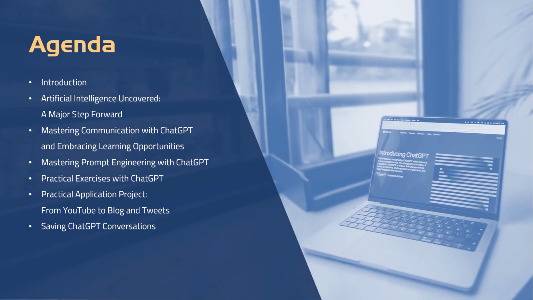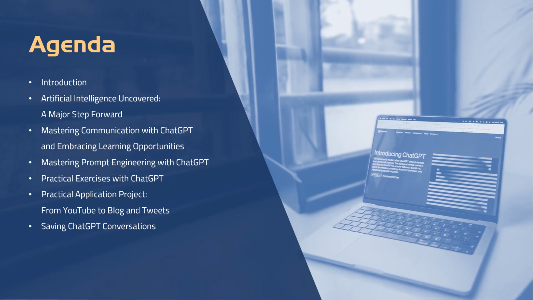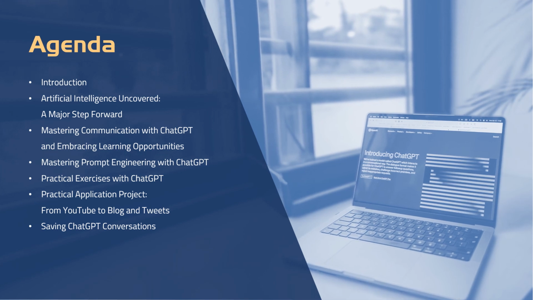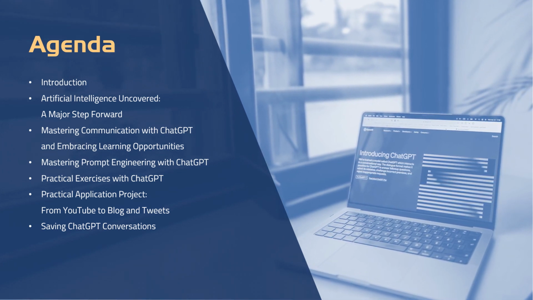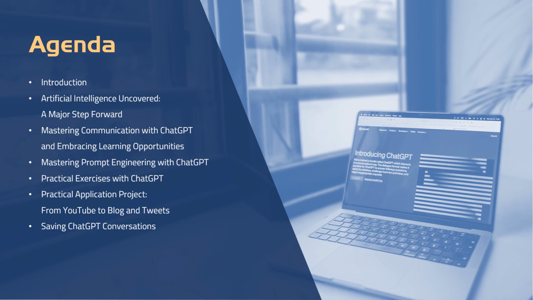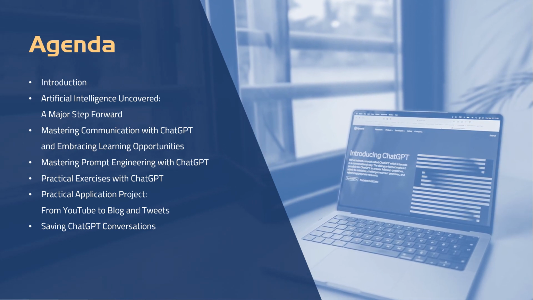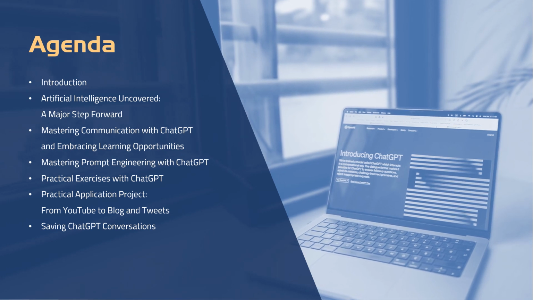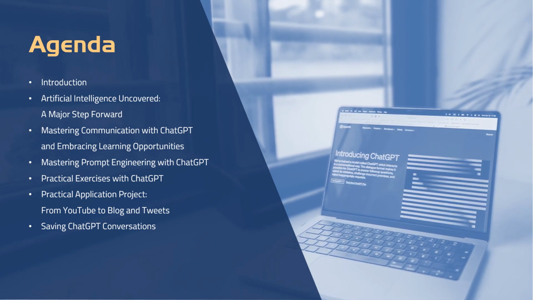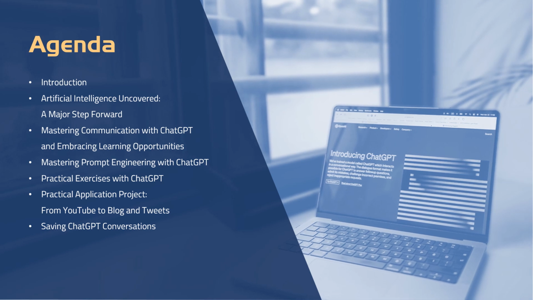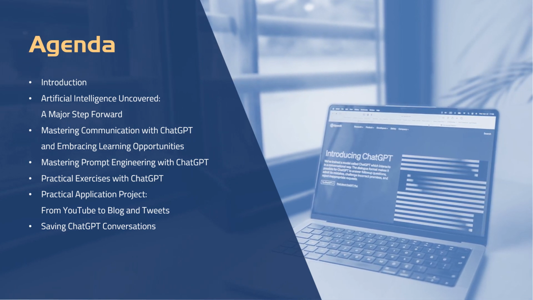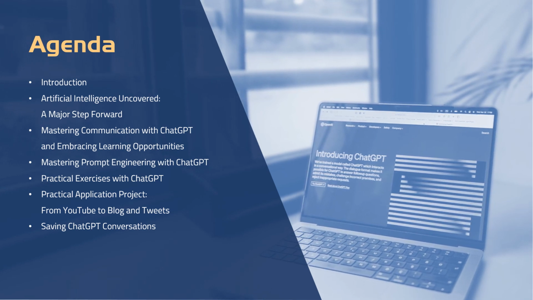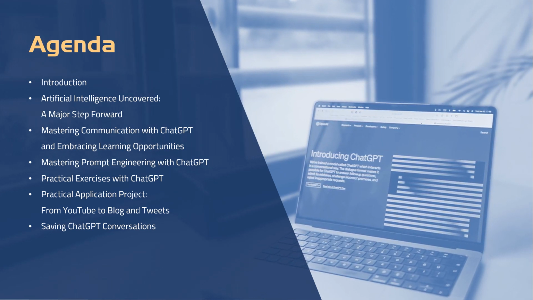Here's a look at our agenda and what we're going to be talking about today. We're going to first go over artificial intelligence and how ChatGPT came to be. Then we'll talk about the best ways to communicate with ChatGPT to get the best results, including effective prompt engineering. We'll get into some practical exercises so that you can start using ChatGPT, and then a practical application project where we take you from a YouTube video and how to generate a blog post and some tweets from that. Then we'll go over how to save your ChatGPT conversations so you can save them for future use.